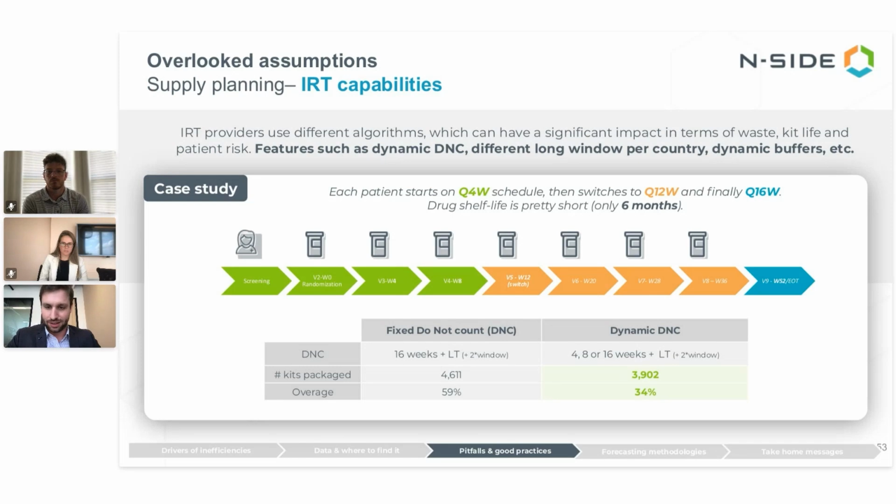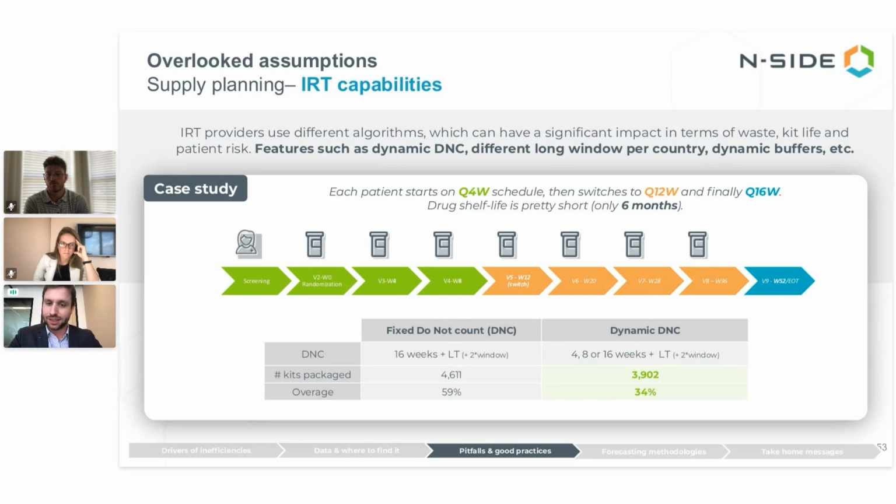To illustrate two different cases with two different IRT providers, let's imagine that we have this trial starting with a visit interval of 4 weeks, then 8 weeks, and finally 16 weeks at the end. If for your IRT provider, you only have the possibility to have a fixed do not count all along the trial, you will have to take the worst case, so the 16 weeks. If in the opposite, you have an IRT provider that allows you to have a dynamic do not count, this value will evolve also. And so at the end, you will have the possibility to reduce your production.